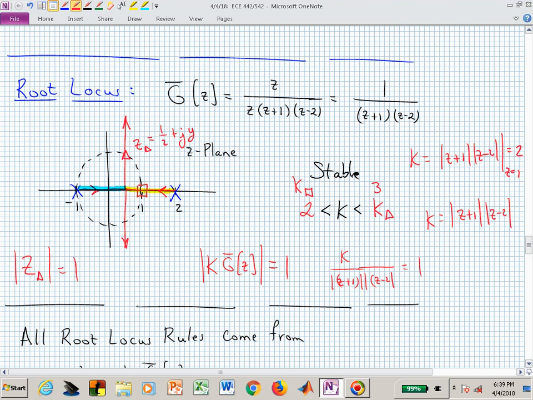And did I do that? Y actually ends up being the square root of 3 over 2. Hopefully. Check my math. Okay?